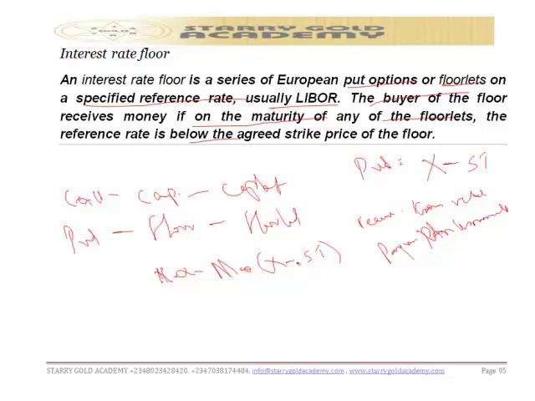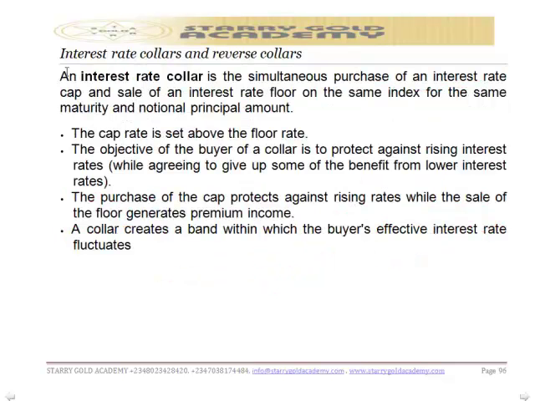Now, we have the interest rate collar and the reverse collar. We are talking of the interest rate collar. An interest rate collar is the simultaneous purchase of an interest rate cap and sale of an interest rate floor. That's a collar. As you are buying, you purchase the interest rate cap, and you sell the interest rate floor. This is how the notation will be, for the same maturity and notional principal amount.